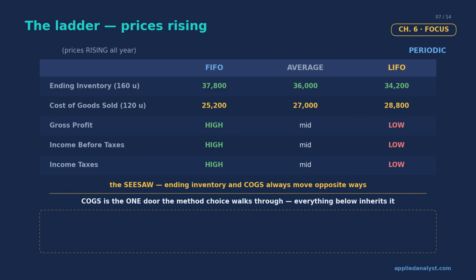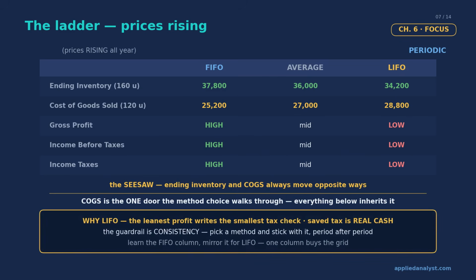The 2 lines always move opposite ways. And everything downstream just inherits it. Gross profit, income before taxes, the taxes themselves, FIFO fattest, LIFO leanest, average forever in between. Cost of goods sold is the only door the method choice ever walks through. That grid is the instinct a working analyst runs on autopilot. So why pick LIFO and look poorer? Because the leanest paper profit writes the smallest tax check. Real cash still in the drawer.